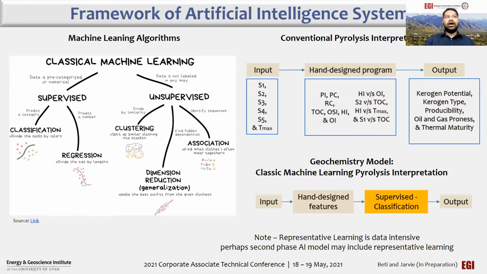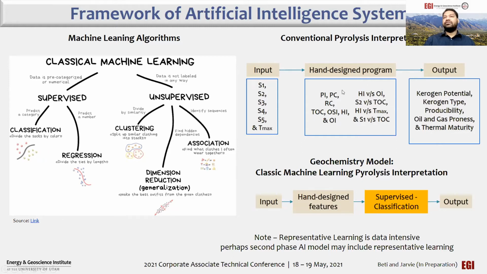Classification-based algorithms are the most suitable for conventional pyrolysis kind of system, where we start with input variables which have been measured or attained from literature, and then we end up at kerogen potential determination, kerogen type, producibility, thermal maturity determination. All of this could be derived into a classification supervised model.